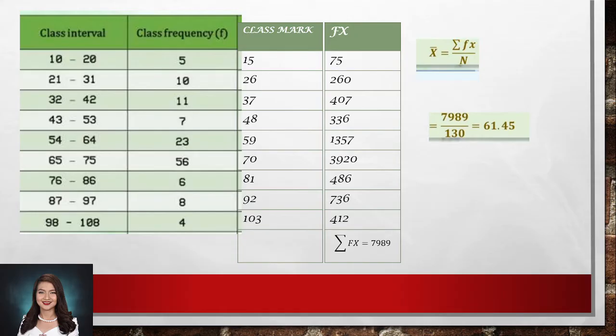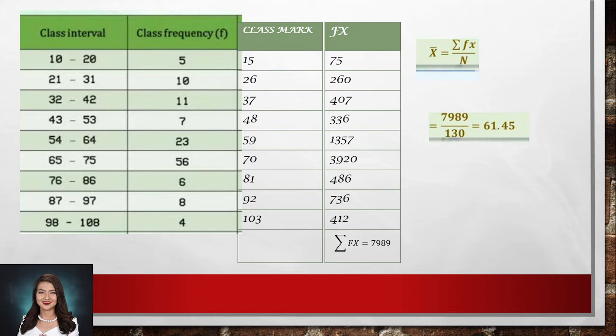So the mean of our data is 61.45. It means that the mean score of the examinees is 61.45. Those students who got scores below 61.45 did not perform well in the SAT examination, while those students who got scores above 61.45 performed well in the examination.